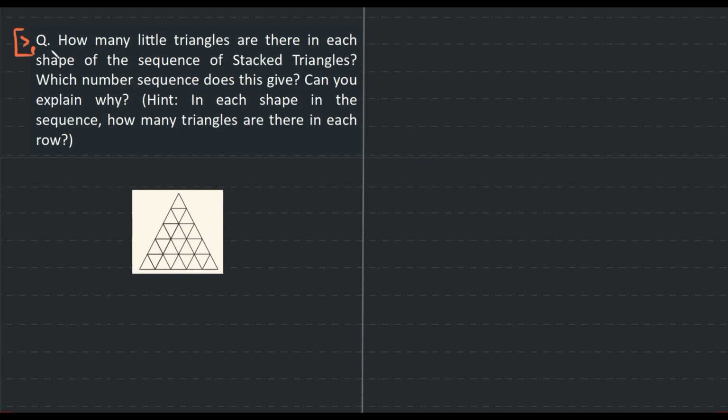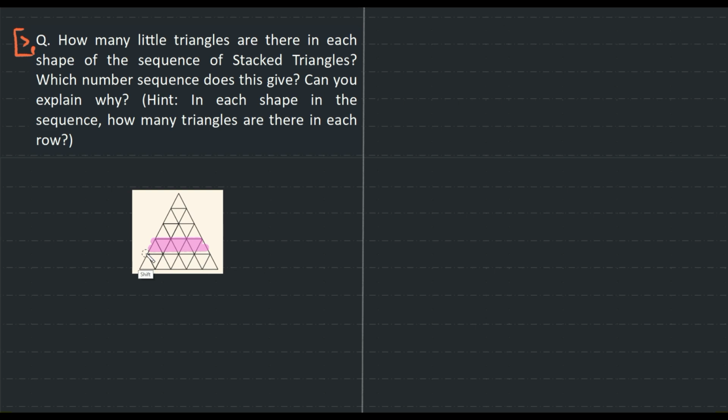How many little triangles are there in each shape of the sequence of a stacked triangle? So this is a stacked triangle. Which number sequence does this give? Can you explain why? Let me first explain a term. You guys already know it, but let me explain this.